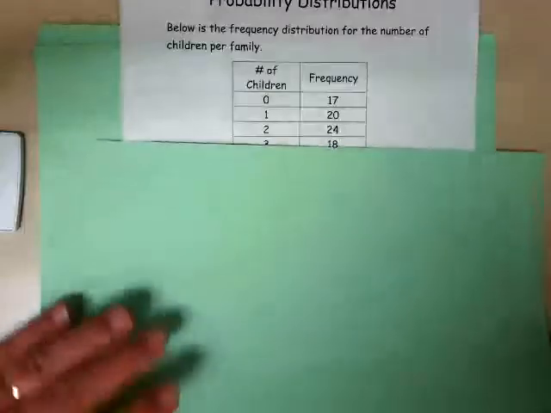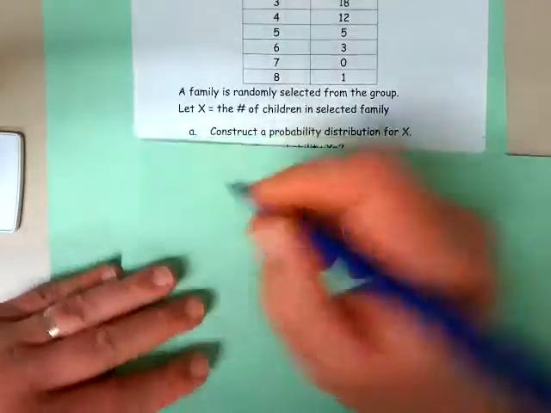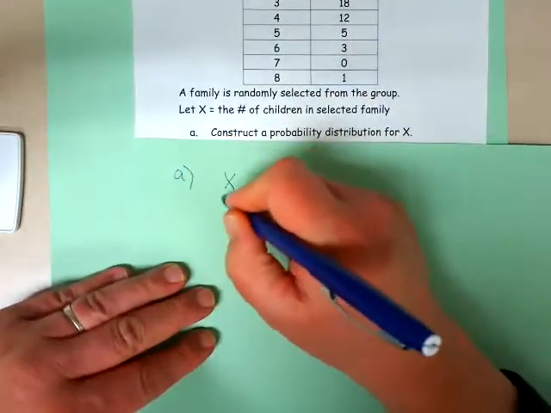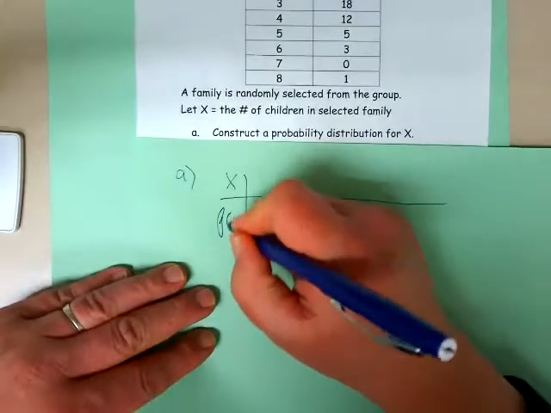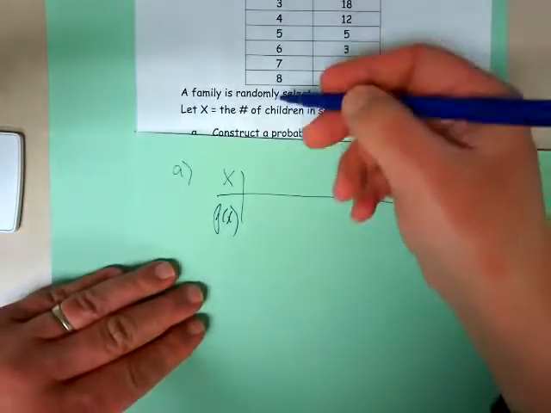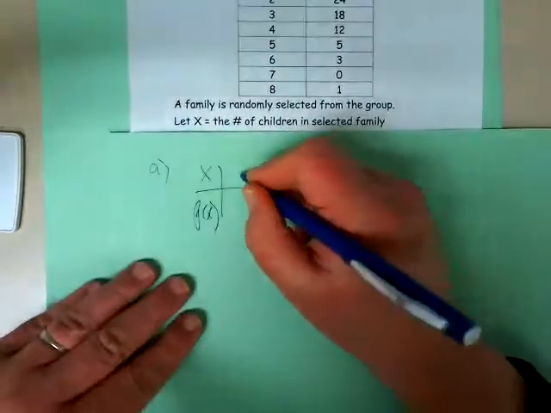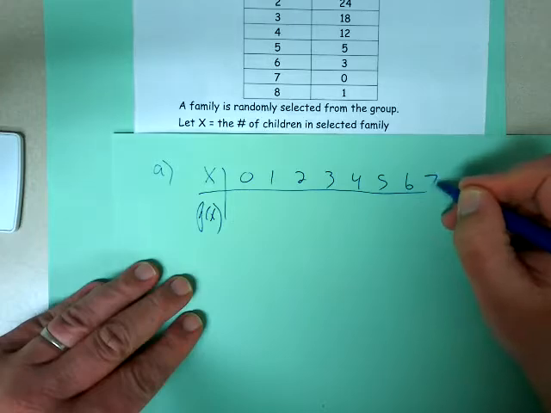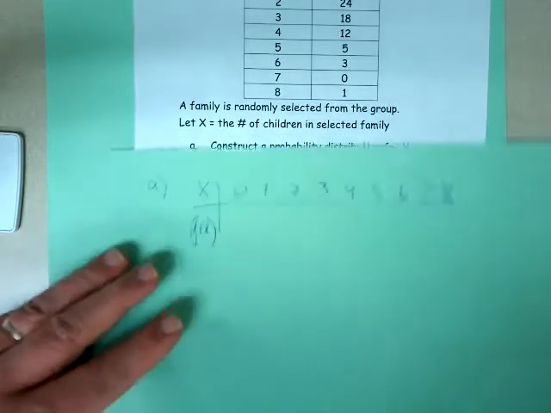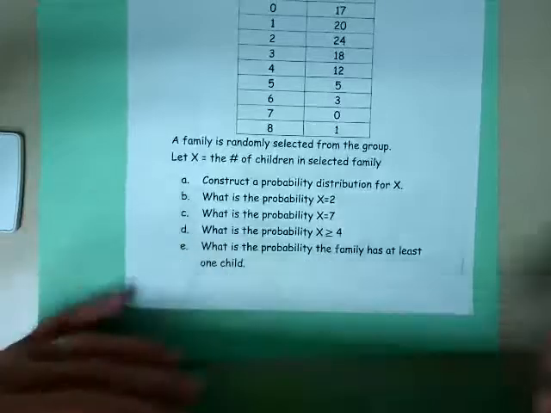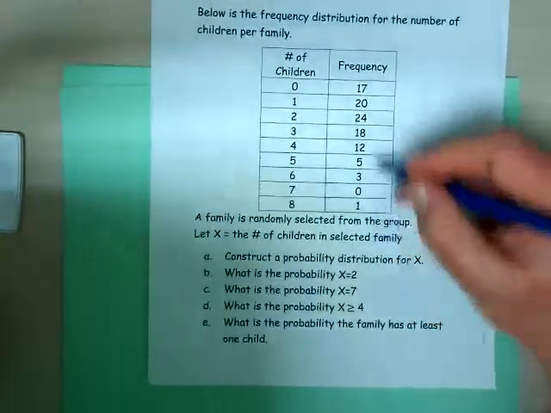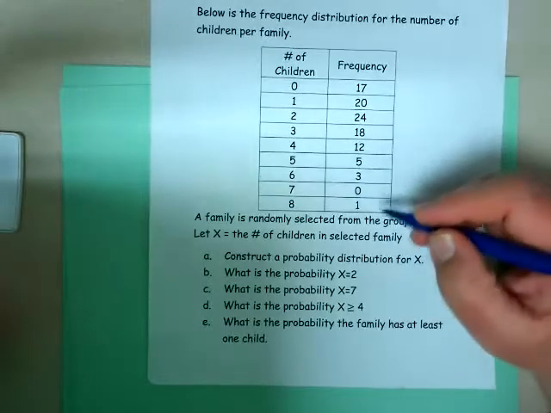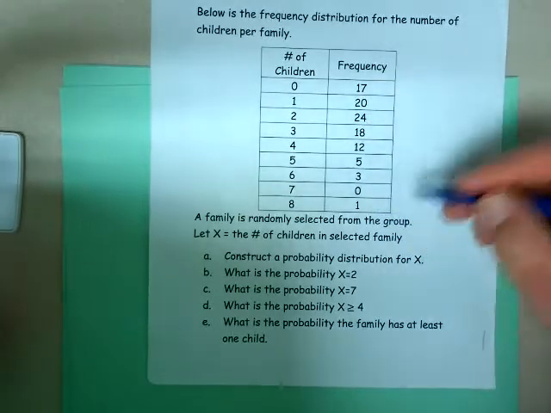Okay, so let's go ahead and see how you did here. I'm going to grab a sheet of paper here. So we're going to construct the probability distribution for X. These are the numbers 0 through 8. Okay, and so now to find the probabilities, I'm going to have to add up all of these. And when you do, you actually get 100. So the total frequency is 100.